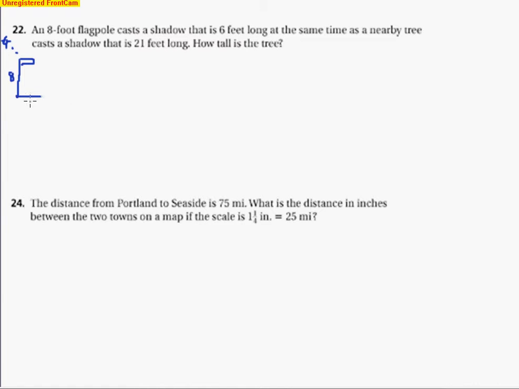So we've got 6 feet right here, and then we've got this tree. So we'll make the tree a little bit taller. Let's start up here, and I know it's taller because notice that the shadow that it casts is 21 feet, longer than the 6-foot shadow of the flagpole. So here's our tree, and the sun again, the rays are shining and it's causing that shadow, and we don't know the height of the tree. So let's use h. That's what we want to find.